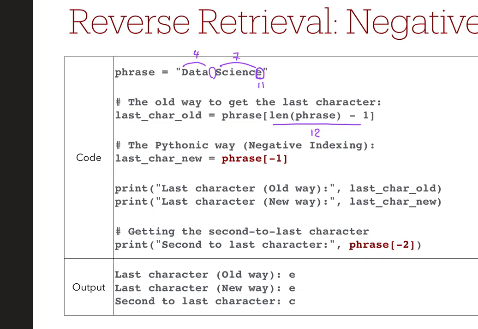So if you use the positive indexing and you want to access this E, then you need to use 11 as an index value. So if you put 11 inside the square bracket, then you can access that letter. Or you can just call this phrase with -1 as the index value. Then -1 will represent the last letter. So you don't have to call this length if you use the negative indexing.